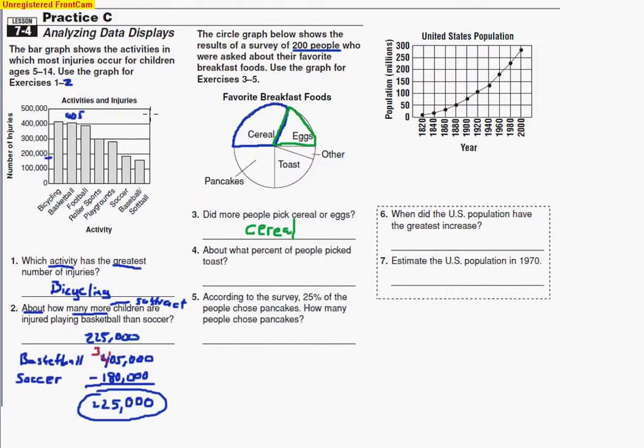Now they're asking about this toast. So let's take a look at this part here. So about what percent of people pick toast? Well, what you should do is break it into something that you know. Right here, this is called a quarter of the circle. How much is a quarter? What percent is a quarter? So this whole region here is 1/4, which equals 25%. But that's including toast and other.